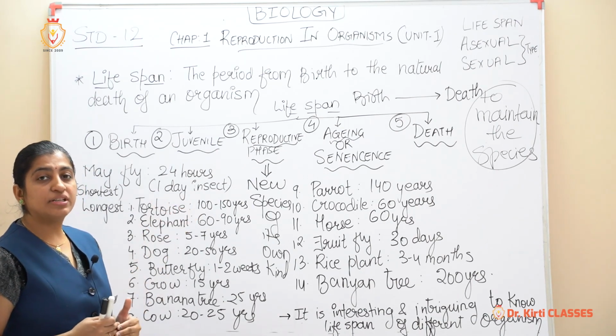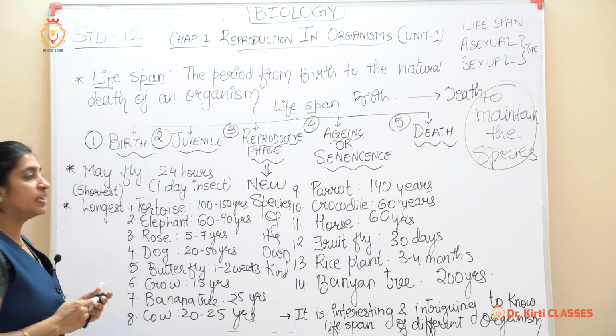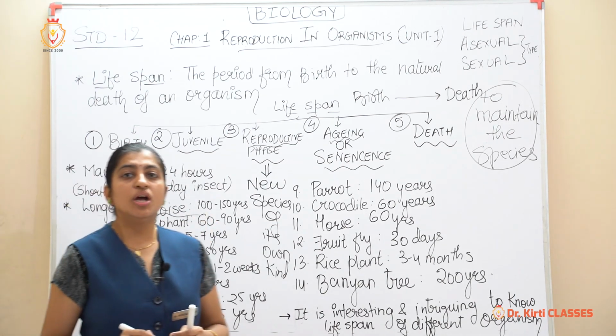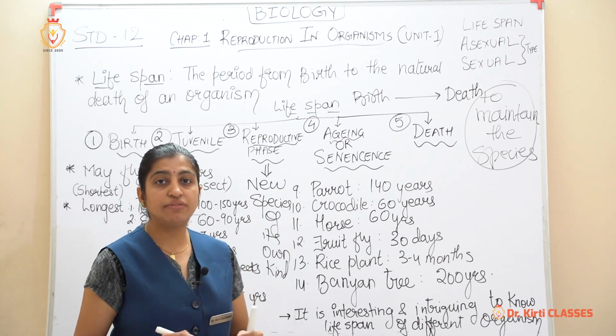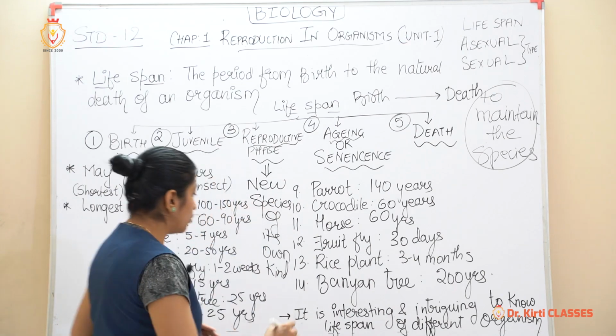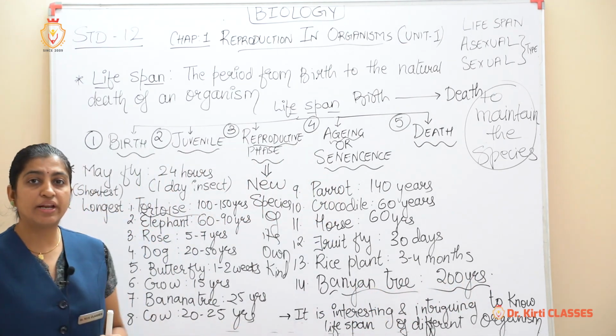After that, we will see the longest lifespan. Longest lifespan, number 1, among animals, the tortoise has 100 to 150 years. But when we talk about plants, you can see here the banyan tree lives 200 years, right?